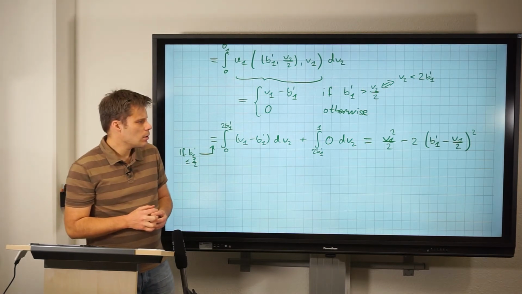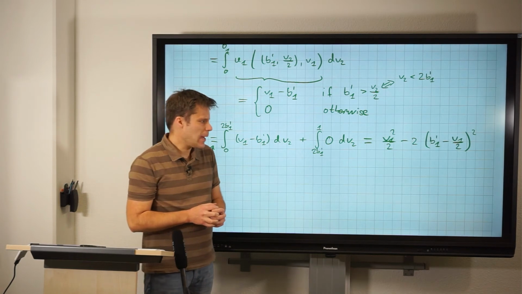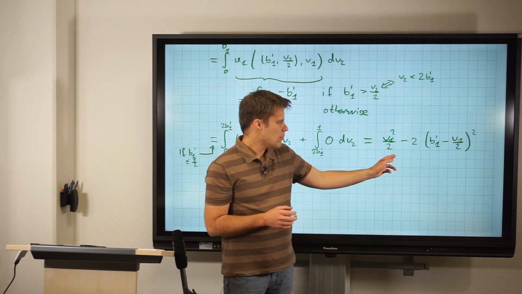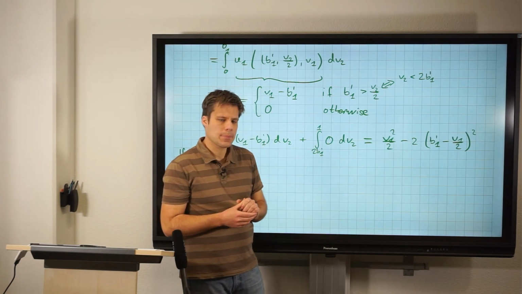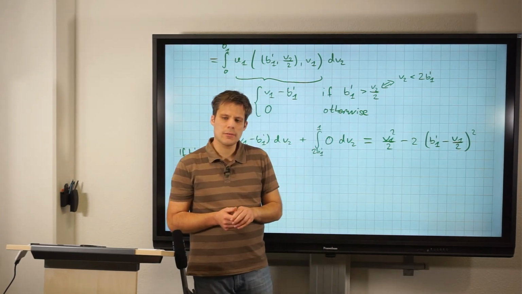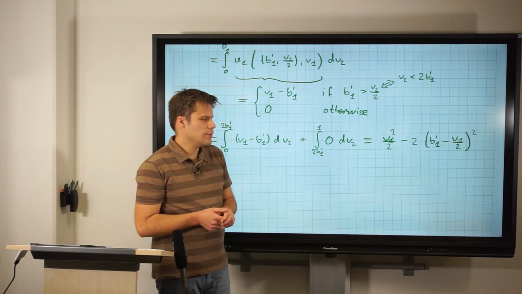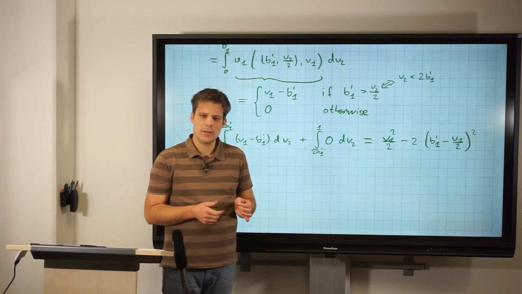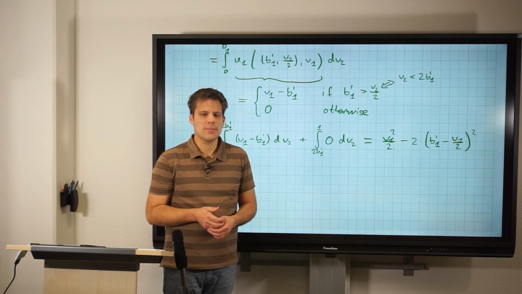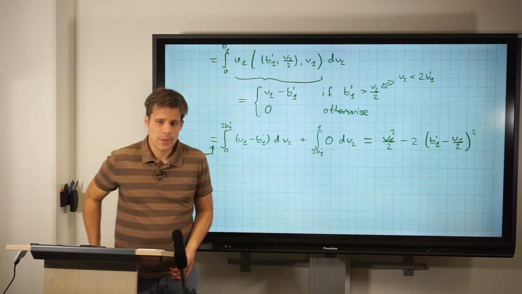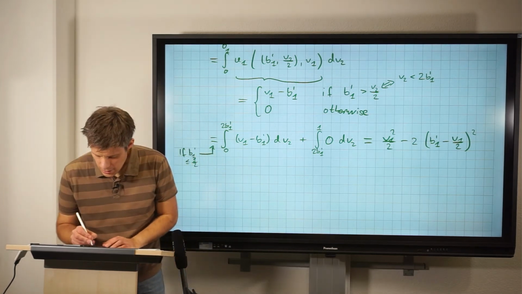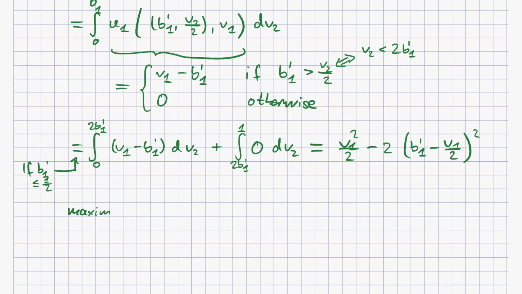So for which B1 prime is this maximized? This doesn't depend on B1 prime. And then we're subtracting something that is non-negative. And if we now set B1 prime to V1 over 2, then we're subtracting exactly 0. For any other B1 prime, we're subtracting something that is greater than 0. So we see that this is maximized for B1 prime equal to V1 over 2.